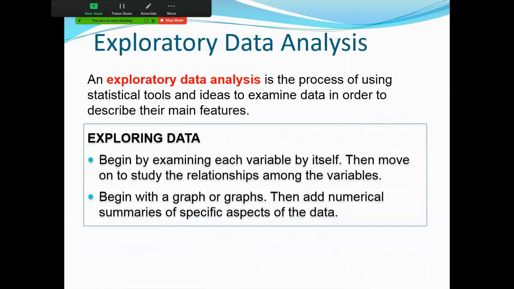Exploratory data analysis. An exploratory data analysis is the process of using statistical tools and ideas to examine data in order to describe their main features. Exploring data. Begin by examining each variable by itself, then move on to study the relationship among the variables. Begin with a graph or graphs, then add numerical summaries of specific aspects of the data.